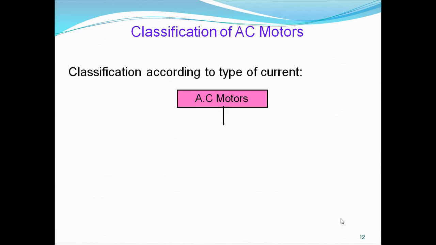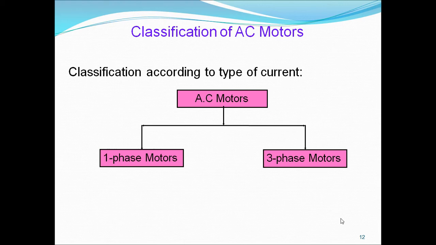So let us see the classification according to the type of current. In India we have two supplies: single phase supply and three phase supply. In single phase supply, only two lines will be there. One is called phase and the other is called neutral. Three phase motors have a three phase supply. It has three wires: R red, Y yellow, B blue. So a three phase motor contains a three phase supply.